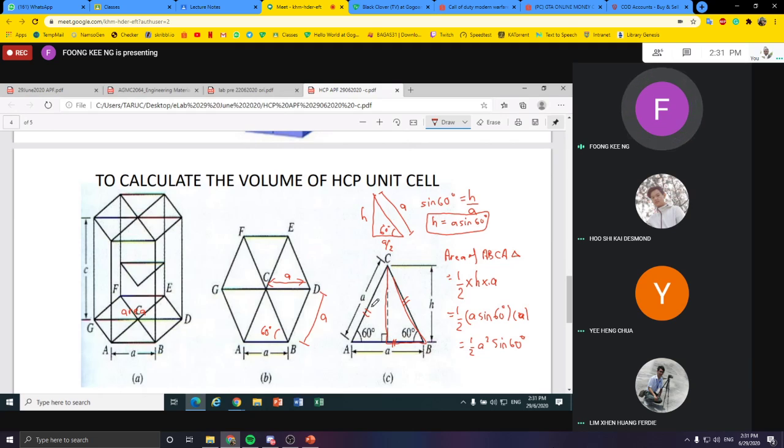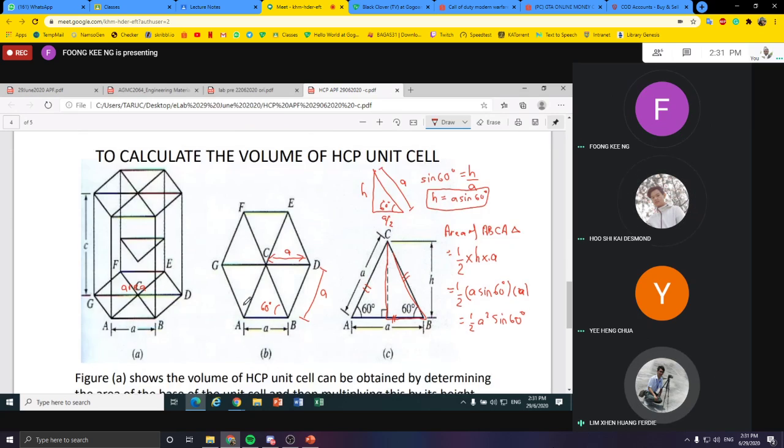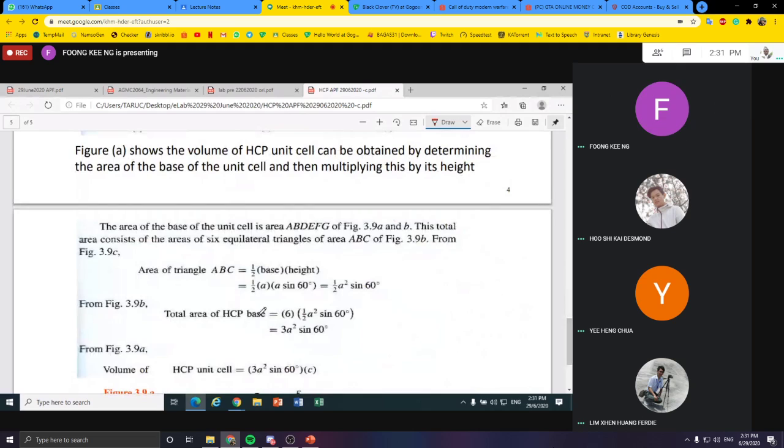So this area is representing one of the 6 triangles only. So what do we have here? Times 6. I got 6. So the total area of the HCP base is triangular, right? It's 6 triangles. So we multiply by 6. So this will give rise to 6 times one single triangle. The area is half A squared sine 60. So equal to 3A squared sine 60 here.